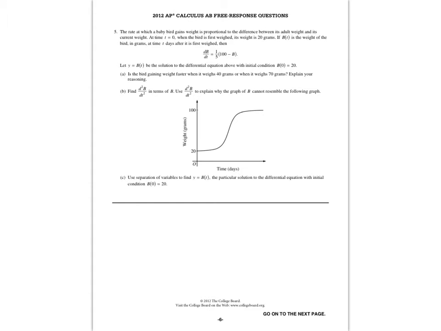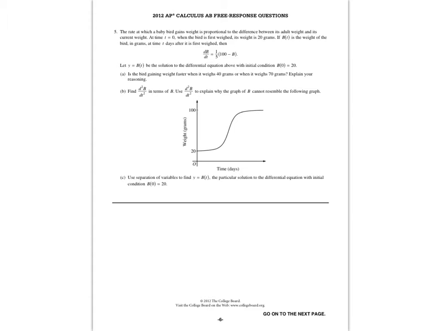All right, question 5. This will be solving differentials. So a lot of the material that we just did before we left for home. It says the rate at which a baby bird gains weight is proportional to the difference between its adult weight and its current weight. At time t equals 0, when the bird is first weighed, its weight is 20 grams.